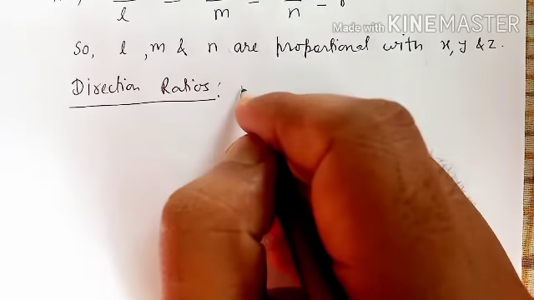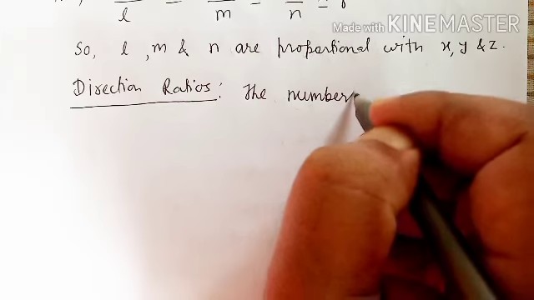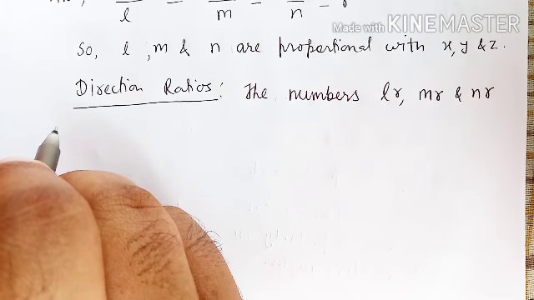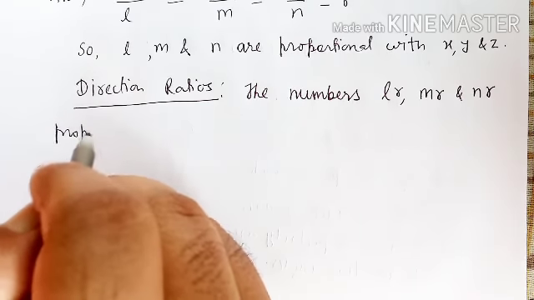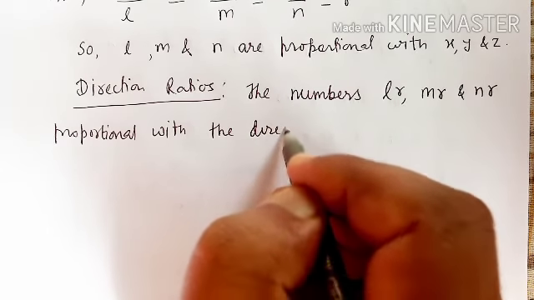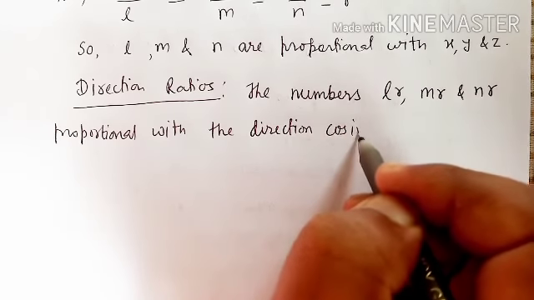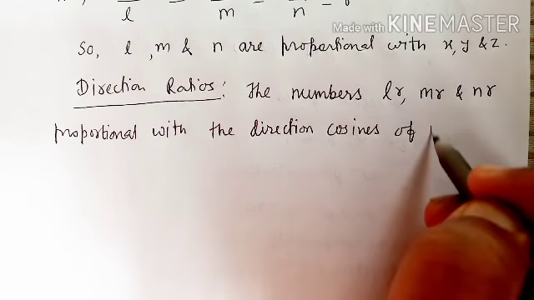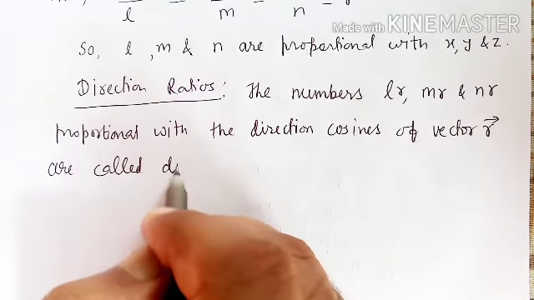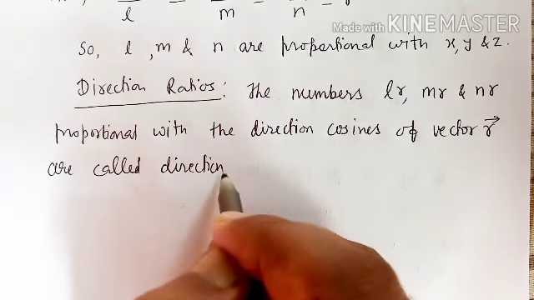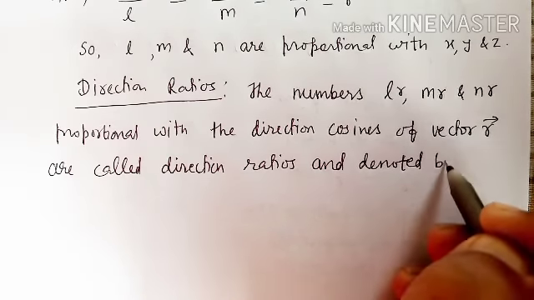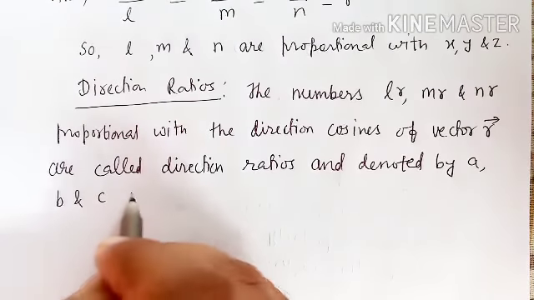Now direction ratios. The numbers proportional with the direction cosines of vector R are called direction ratios and denoted by A, B and C respectively.